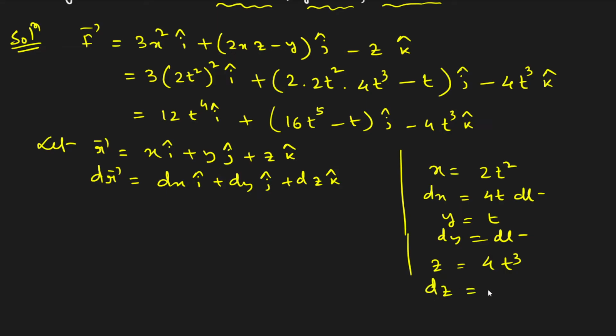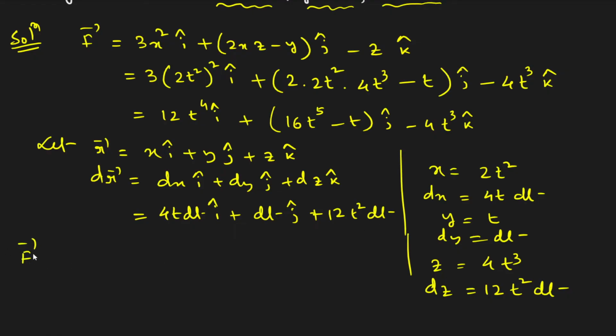So dz will be 12t² dt. Now put all the values here. So dr bar is 4t dt i cap plus dt j cap plus 12t² dt k cap, right?